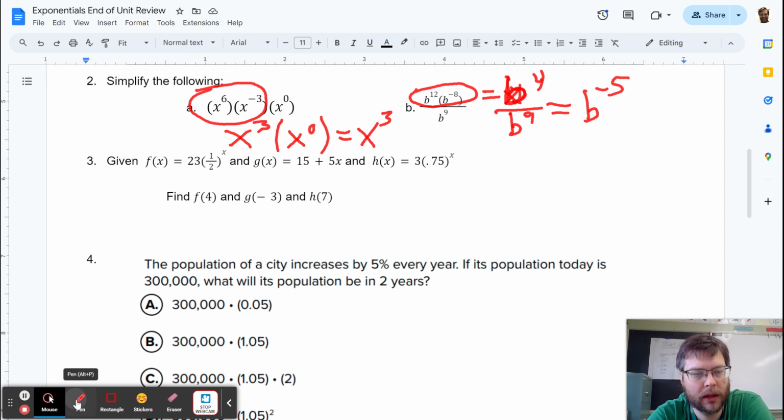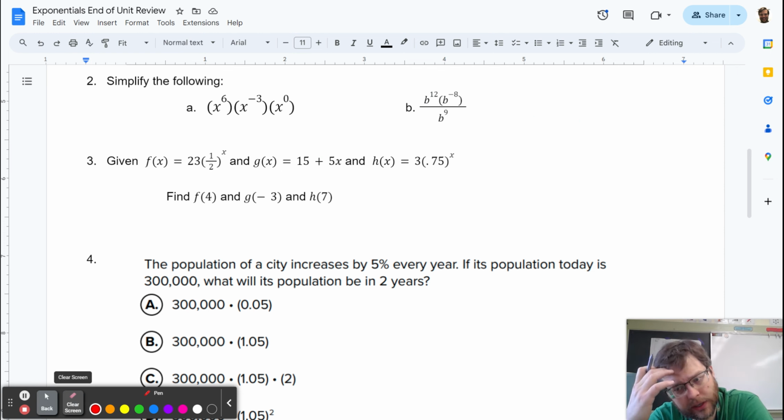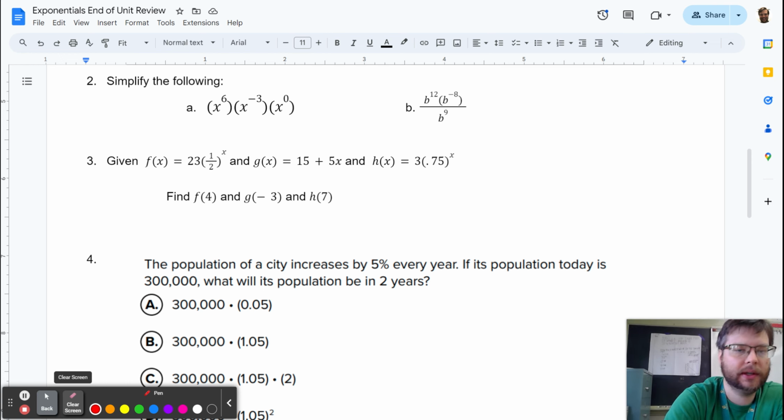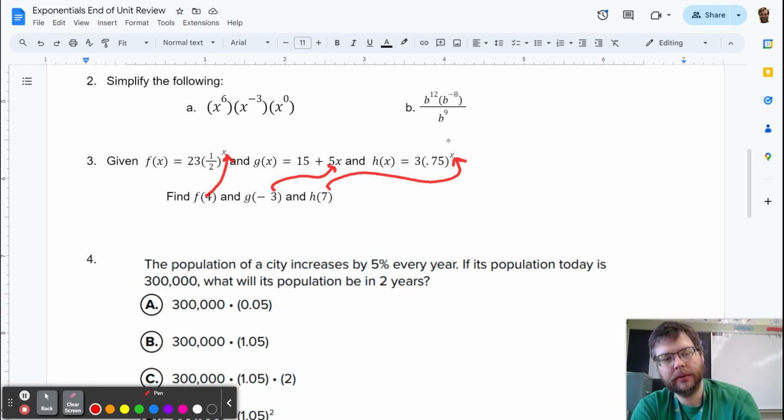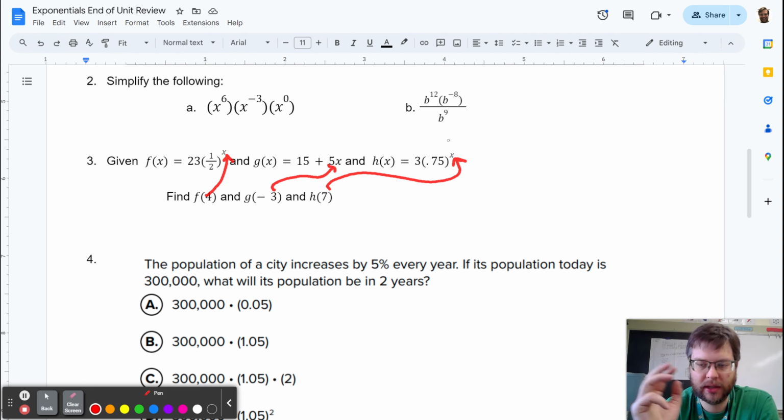Okay, question 3 is just a little bit of function notation. We have functions here, and we're asked to plug the number 4 into f, the number negative 3 into g, and the number 7 into h. Just be careful because there's no reason we have to write them in the same order. On the test, it might happen that we give you f, g, and h in order, but then we ask you about like g of 4 and f of negative 3, and we ask you to plug things in out of order. You're always just matching the letter with the correct formula.